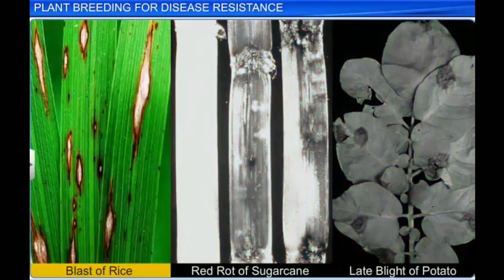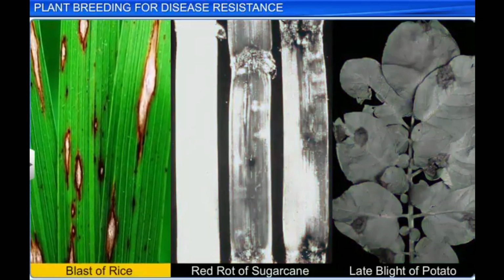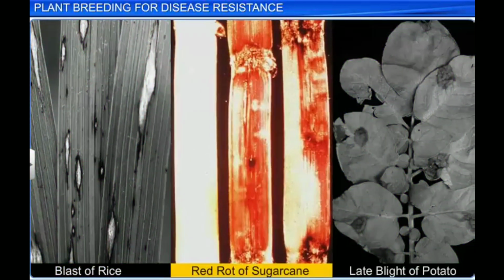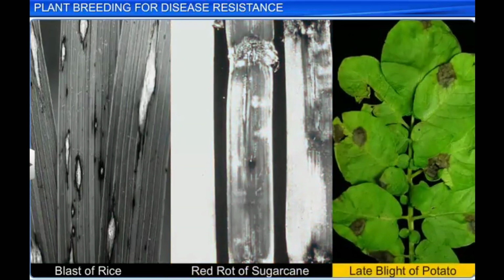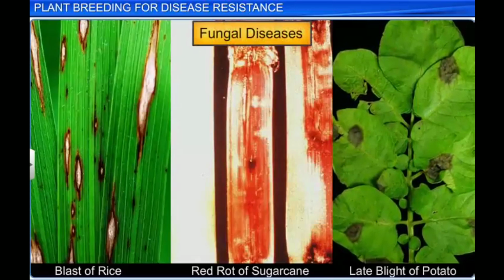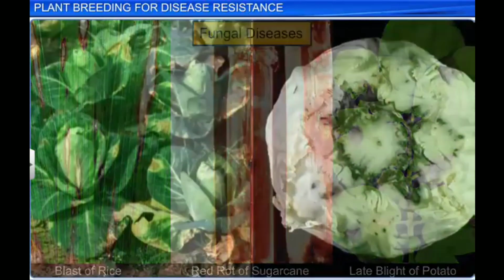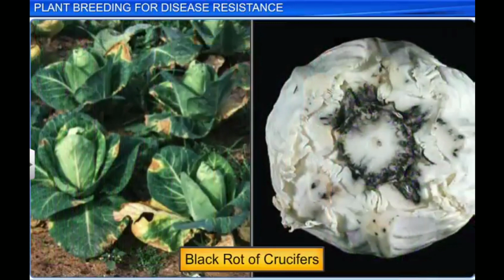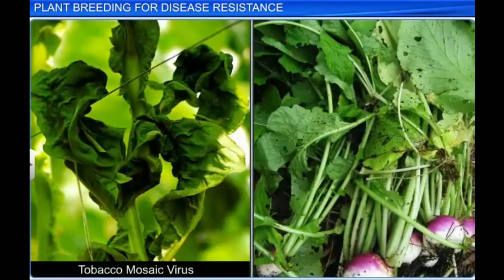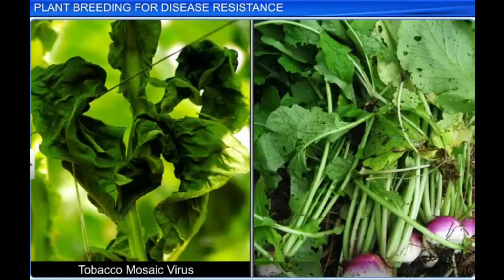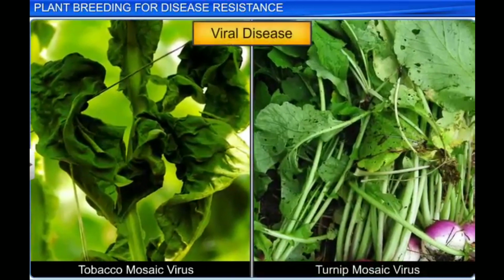Blast of rice, red rot of sugarcane, and late blight of potato are examples of the fungal plant diseases, while black rot of crucifers is a bacterial disease, and tobacco mosaic virus and turnip mosaic virus are viral diseases.